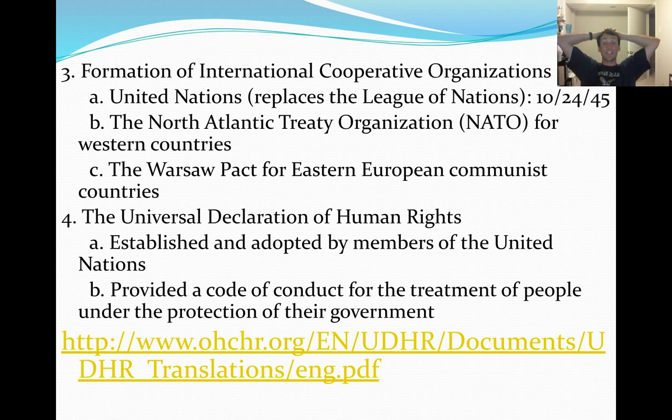You're also going to have the publishing and the acceptance of the Universal Declaration of Human Rights by a number of the United Nations countries. It's going to try to provide a code of conduct for the treatment of people under the protection of their government, right? And you can read parts of it right there.